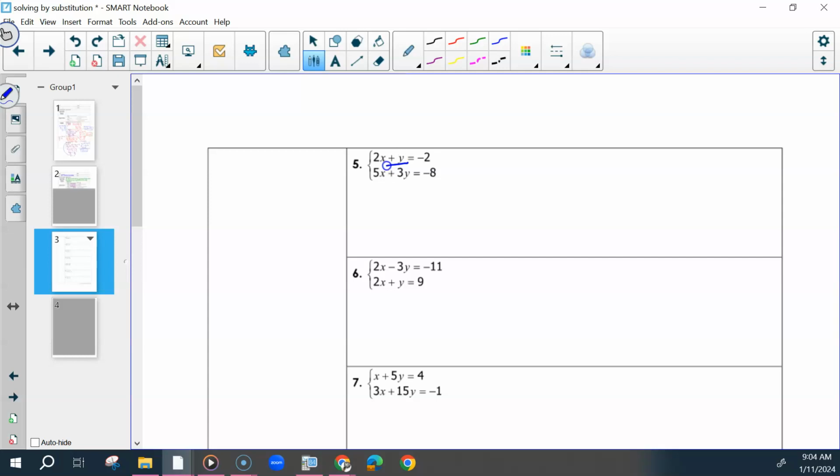So how would we get this y by itself? Subtract 2x on both sides. We have y equals negative 2x minus 2. Then everything else is the same. Take it, substitute it, solve, find what the variable is, solve, substitute and solve. We have 5x plus 3 times negative 2x minus 2 equals negative 8. Go ahead and start solving that.